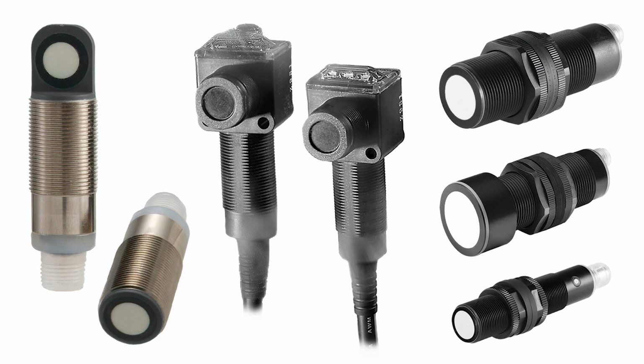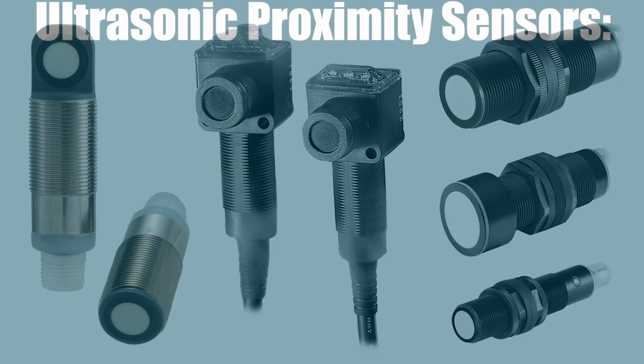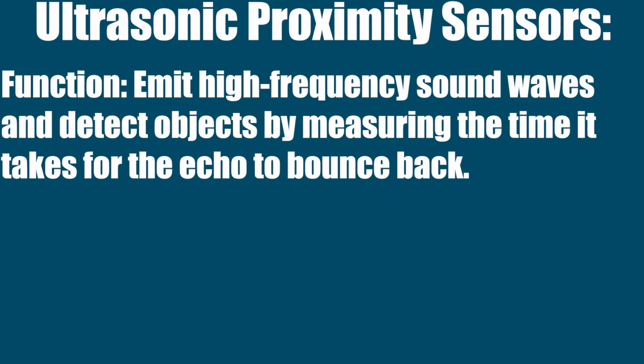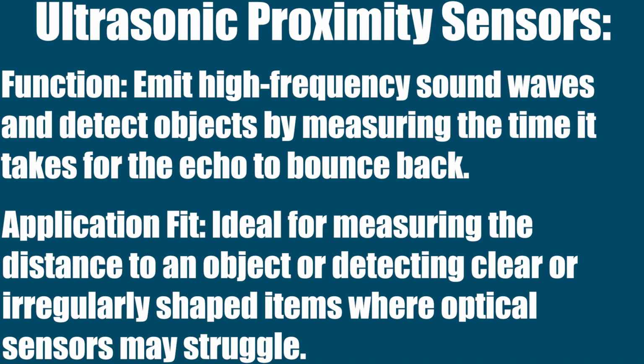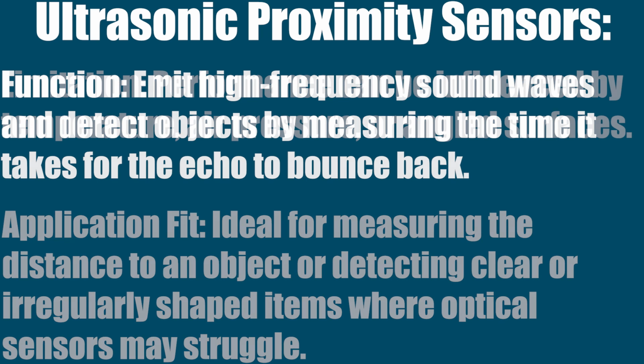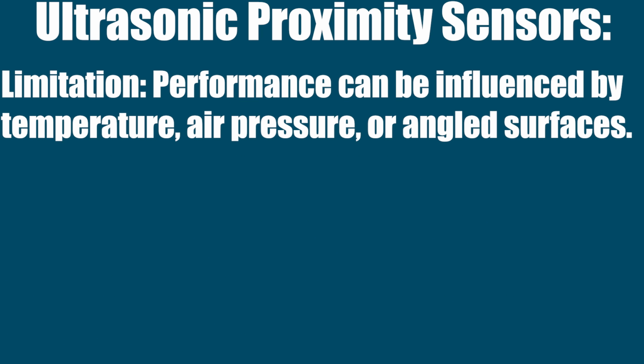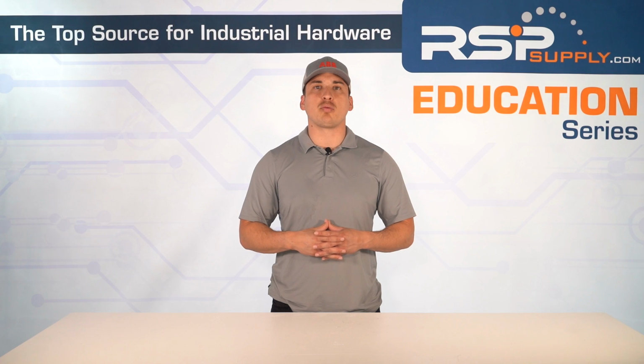Then you got ultrasonic proximity sensors, and its function is to emit high-frequency sound waves and detect objects by measuring the time it takes for the echo to bounce back. Its best fit application is for measuring the distance to an object or detecting clear or irregularly shaped items where optical sensors might struggle. Its drawback is that its performance can be influenced by temperature or air pressure or angled surfaces. So how do each of these work?